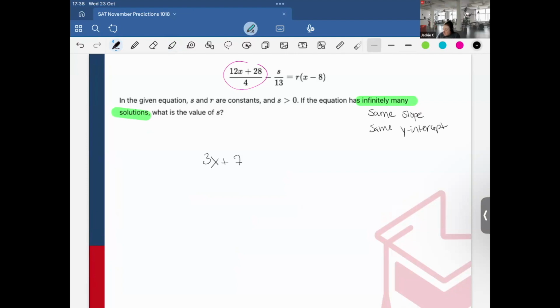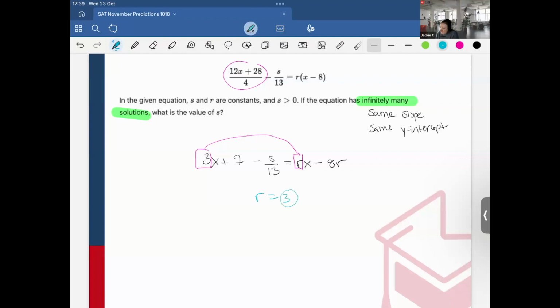So it becomes 3x plus 7 minus s over 13 is equal to r times (x minus 8). I'm going to go ahead and expand though. So this would be Rx minus 8R. Okay, why am I doing that? Because I can see that the 3 would correspond to R. So then, okay, R for sure equals 3.